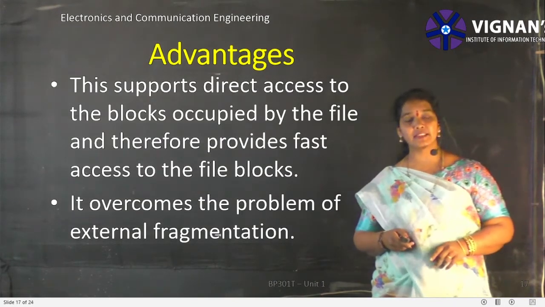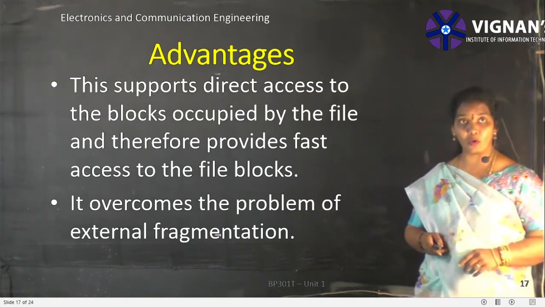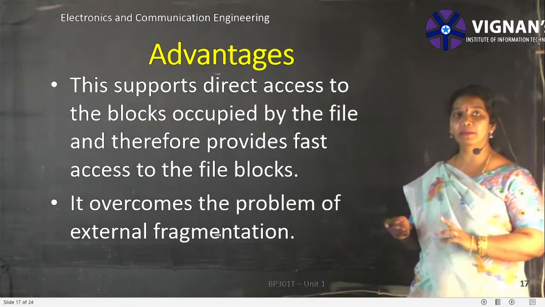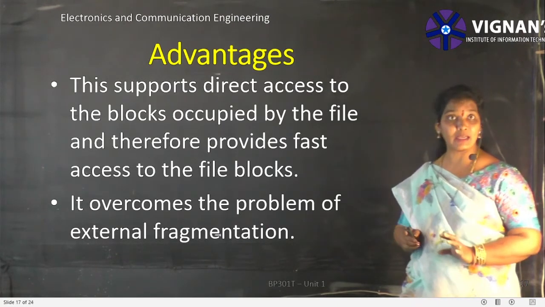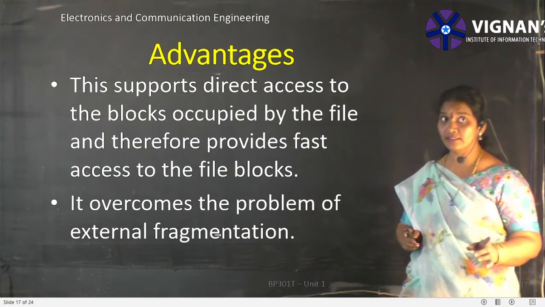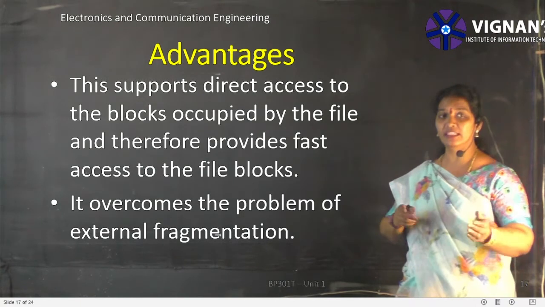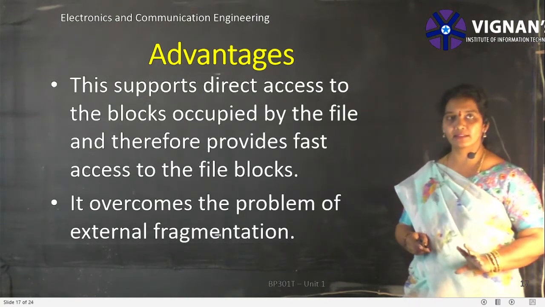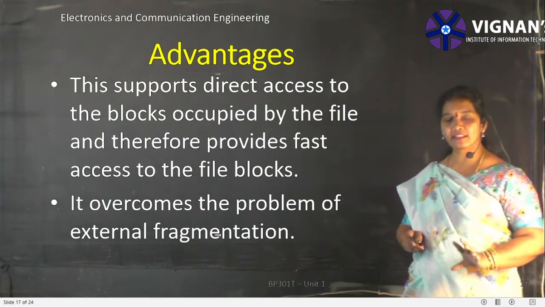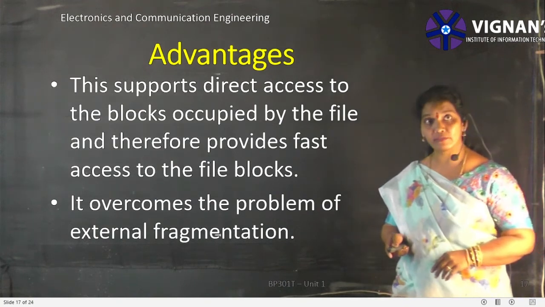The advantage of this file system is that it supports direct access to the blocks occupied by the files and therefore provides fast access to the file blocks. In linked list allocation, each and every block has to point to the next one, so it needs to seek the addresses and so on. Here only the index block has the pointers to all the addresses. It also overcomes the problem of external fragmentation.